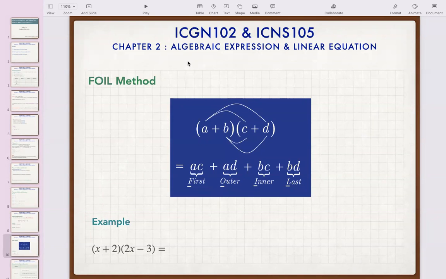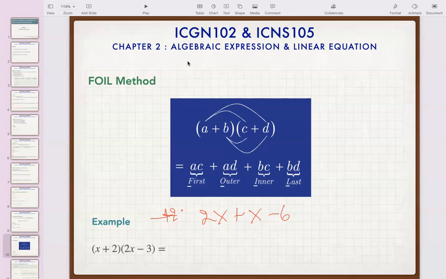For example, x plus 2 times 2x plus 3. What do we get? What do we get? Can you say again? 2x squared, plus x minus 6. Right? This is what you get, right? Okay, 2x squared plus x minus 6.